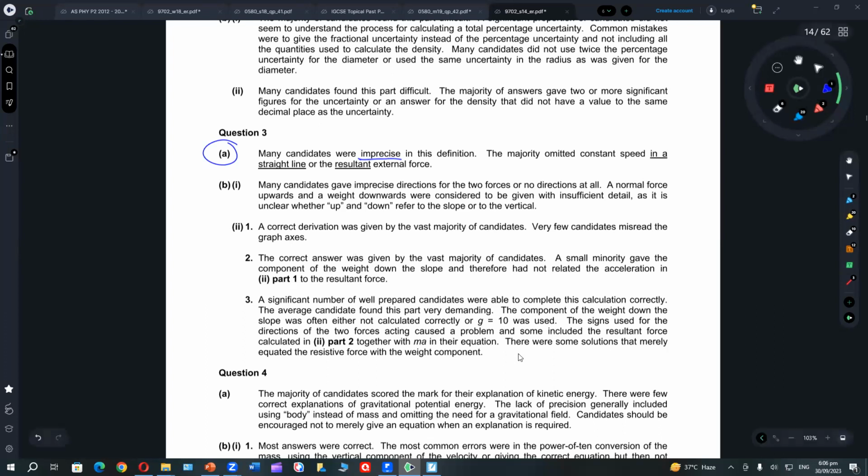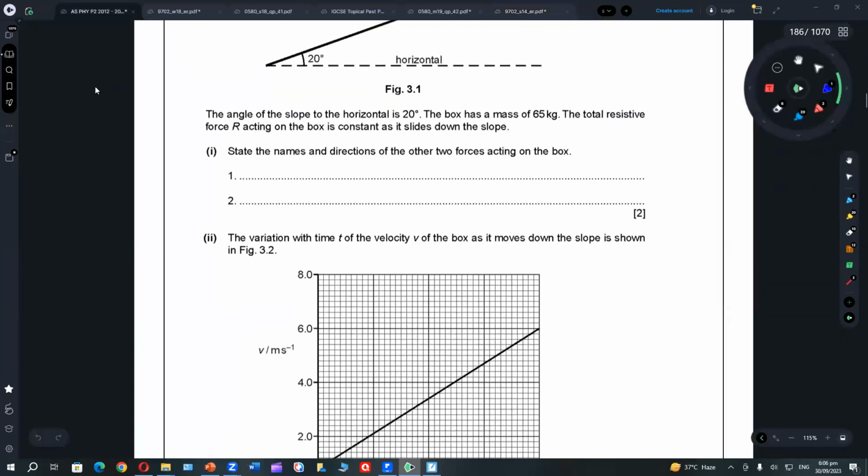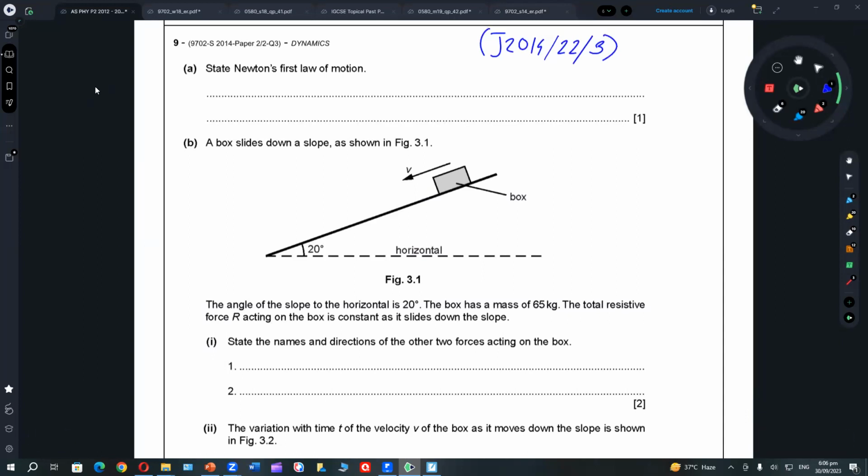So the examiner wants the straight line to be mentioned. A box slides down a slope. This is an inclined plane. The angle of the slope to the horizontal is 20. The box has a mass of 65 kg. The total resistive force R acting on the box is constant as it slides down the slope. Name and give the direction of the other two forces acting on the box.